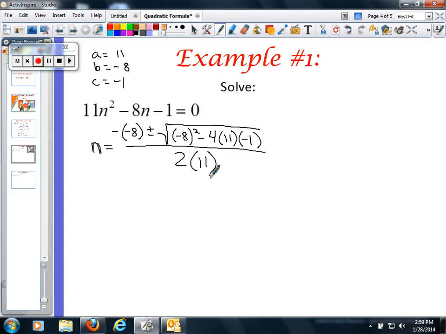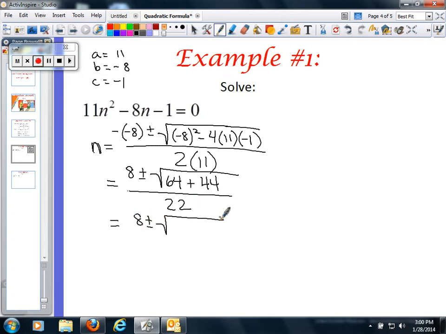And now you're just going to go through and simplify as much as you can. So this is going to be a negative and a negative becomes a positive, plus or minus the square root. Negative 8 squared is 64. Negative 4 and negative 1 is going to be positive 4, times 11 is going to be plus 44, all over 22. This is going to be 8 plus or minus the square root of 64 plus 44, which is 108, over 22.